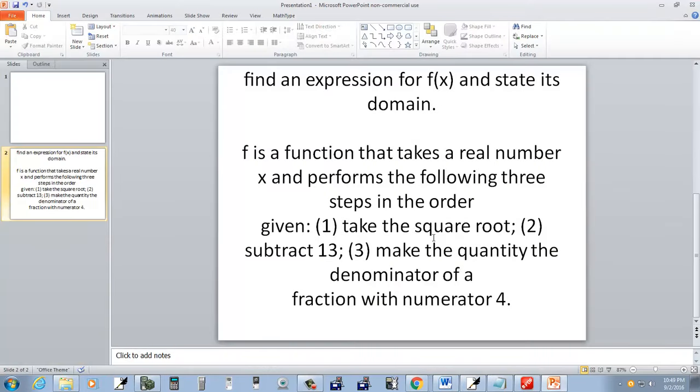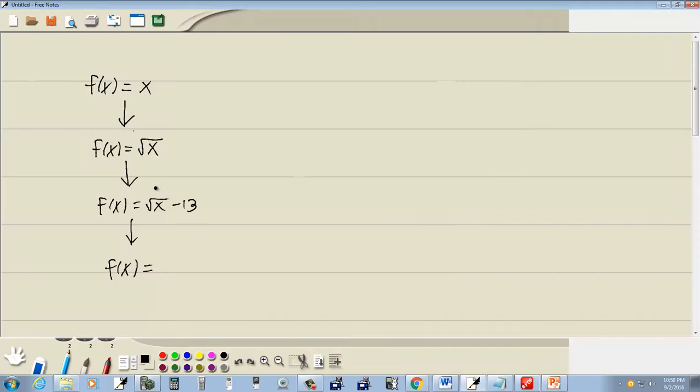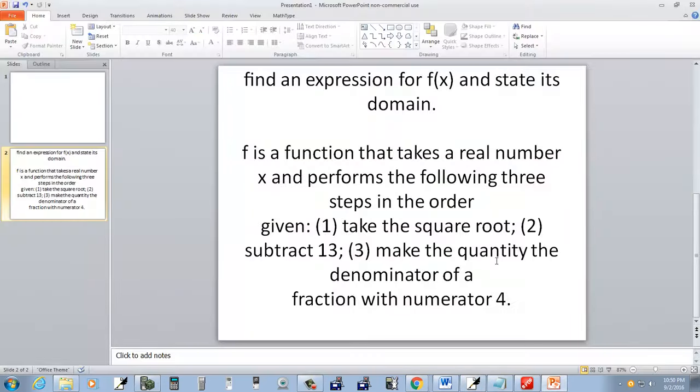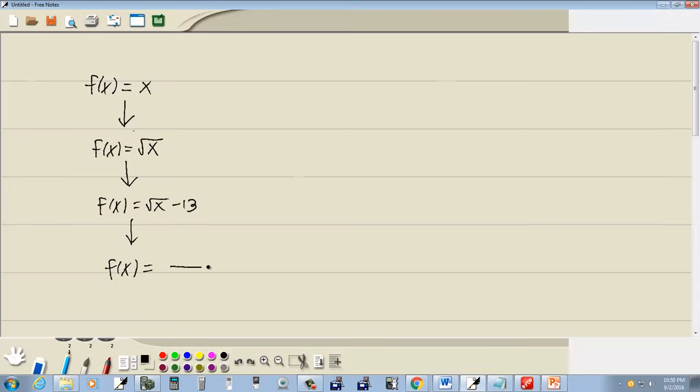Now this says make the quantity, so they're referring to this previous value, I'm assuming, the denominator of a fraction with numerator 4. So they're telling us create a fraction, numerator is 4, and then this goes on the bottom. And that's our function. Now our domain.